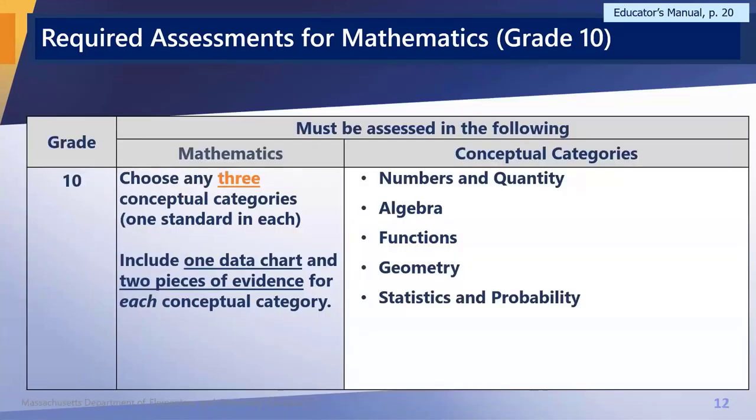If you are teaching high school, you will have three conceptual categories. That's what they call these for the math. There are five of them there, and you get to choose which three you want. That's also going to include one data chart and two pieces of evidence for each of those categories. So if you want to do geometry, statistics and probability, and number and quantity, those could be your three. Each one of those has a data chart and two pieces of evidence.